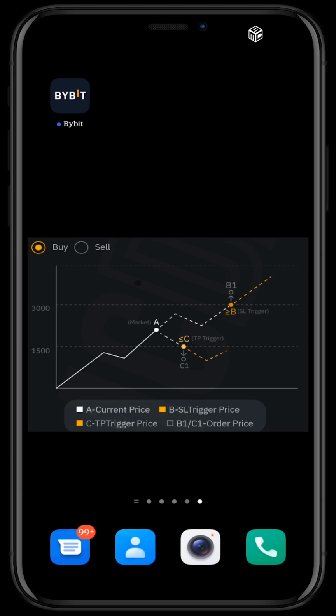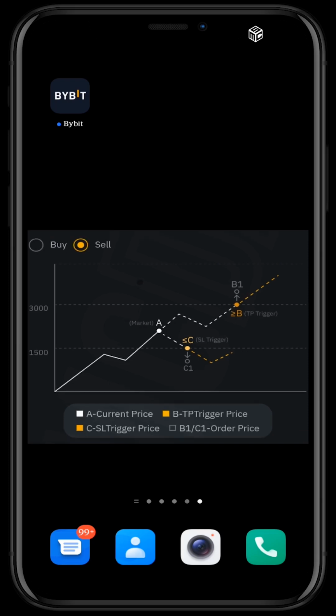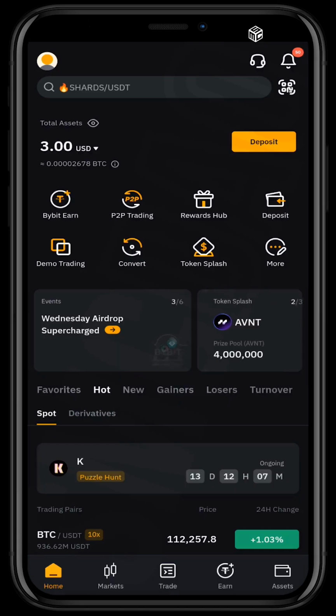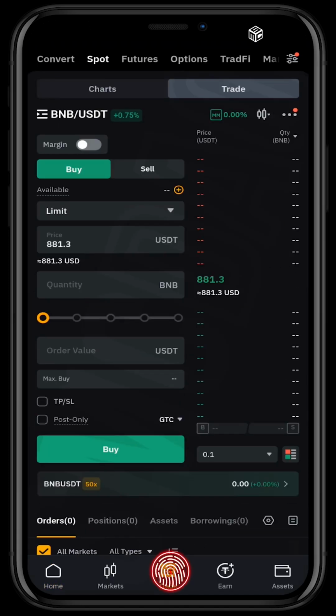So just the way it works for buying, it also pretty much works for selling. Let me now show you how to go about setting up OCO orders on a centralized exchange. Alright, so as you can see, we're going to be using Bybit in this tutorial. So first off, we'll go ahead and launch Bybit. Alright, next we'll go over to the trade section.